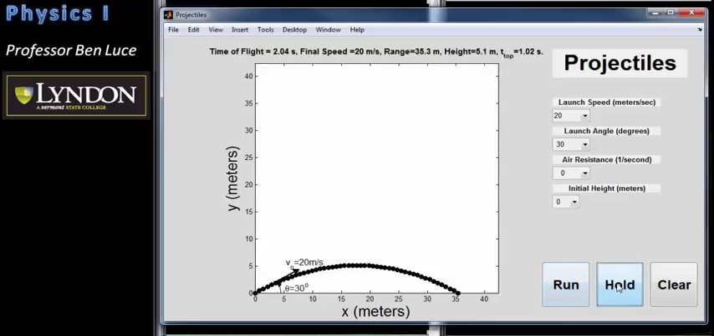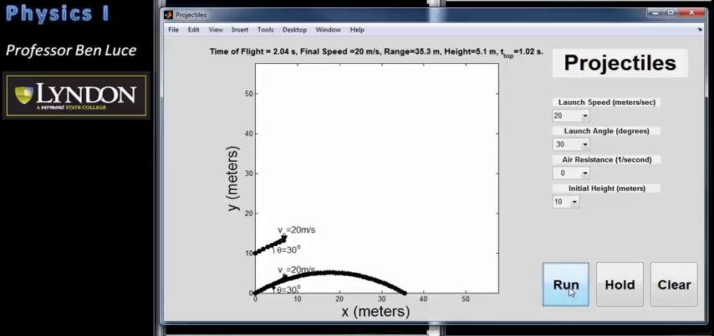And now let's hold that. And now let's launch from a higher height above the ground, say 10 meters. We see that by raising it 10 meters, the first part of our trajectory looks very similar to the previous one, which it should. But now the projectile has substantially farther to fall, so it falls quite a bit below its initial launch point, and it travels farther as well. So it has a longer range, a higher height, but a similar path compared to the first one.